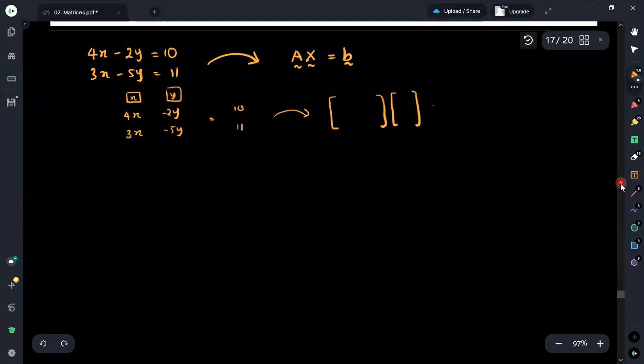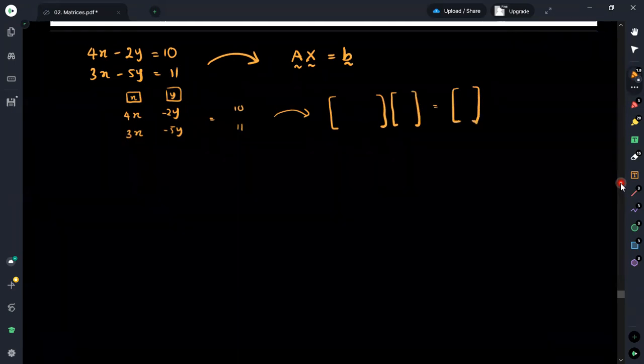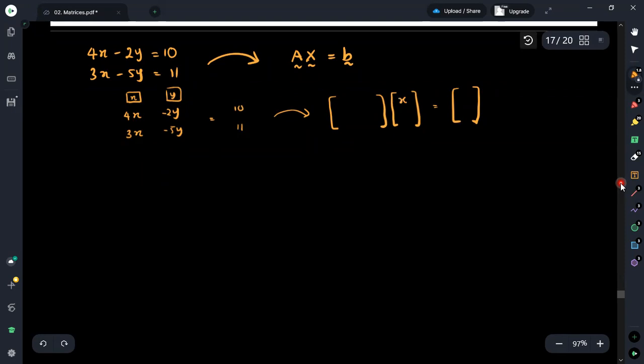After conversion, you have to obtain the multiplication in this form: A times x equals b. Here, first I will write down the vector x. It is the vector which contains our variable. Our first variable was considered as x, and the second variable was considered as y. Therefore, I am using x here and y here.